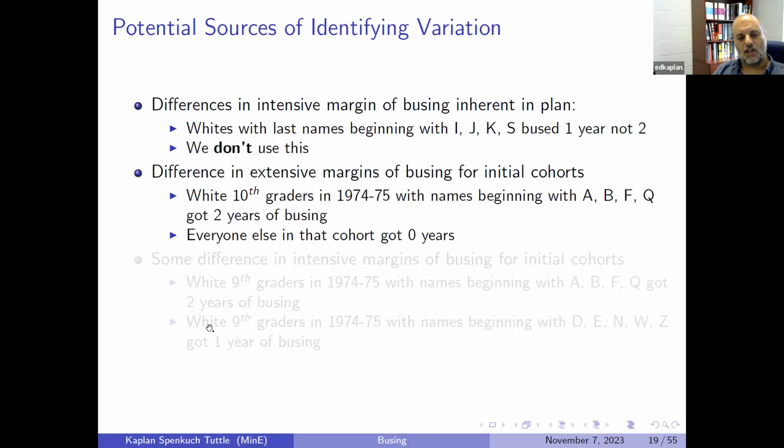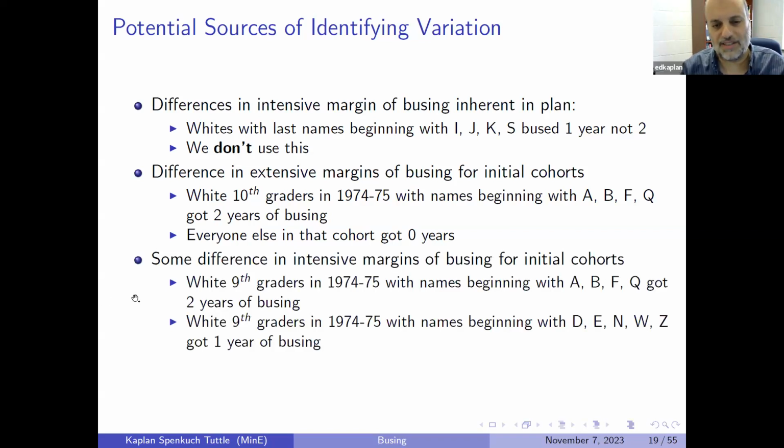A second source of our variation is that for white 10th graders in 1974, 1975, whose names began with A, B, F, or Q, they got 2 years of busing. Everyone else in that cohort got 0 years of busing. So we're going to look at people in the cohort before versus that cohort. And the A, B, F, and Q last name people are going to have 2 years of busing relative to the year before that got 0, whereas all the other alphabet groups are still going to get 0 years of busing.